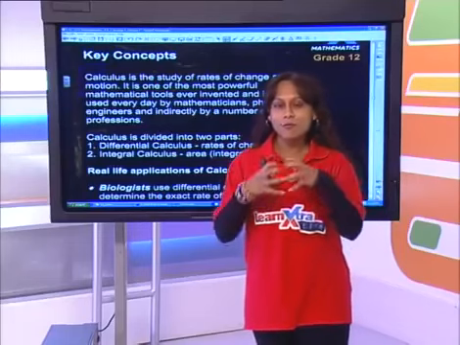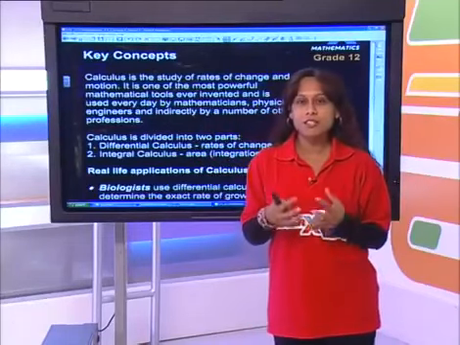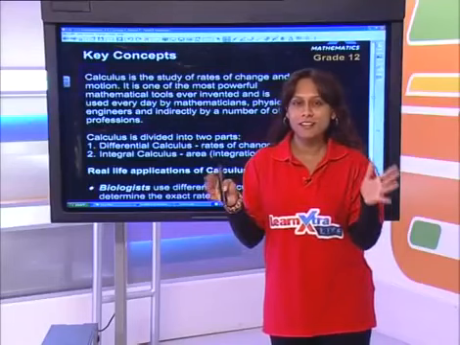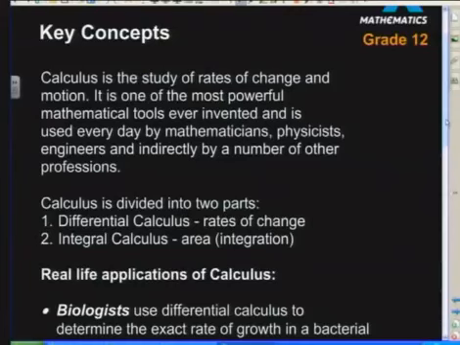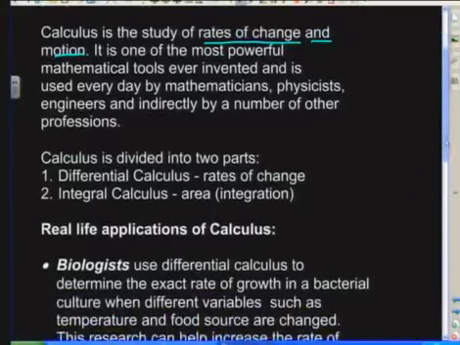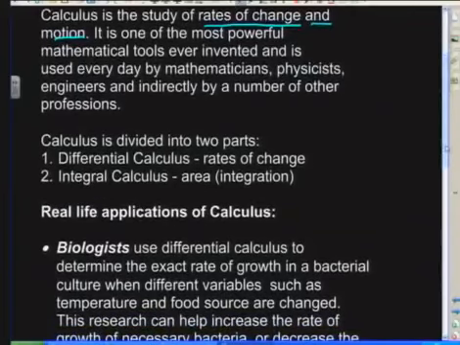Well, calculus is really one of those big important sections in maths, and I swear to you, none of the other sciences would exist without calculus. So what is calculus? Calculus is the study of rates of change, okay? So we often call it the study of motion. And as I said, it's one of the most powerful mathematical tools ever invented and really makes everything work. It's used every day by mathematicians, physicists, engineers, and indirectly by a whole number of other professions, okay?